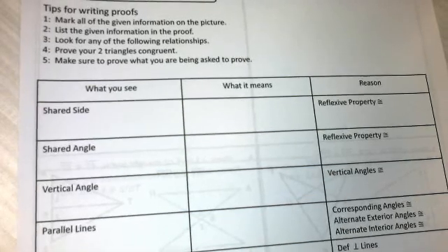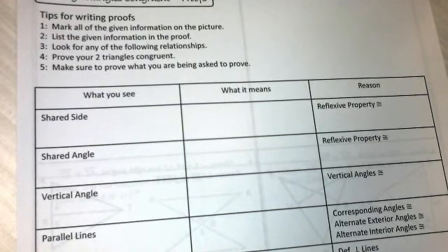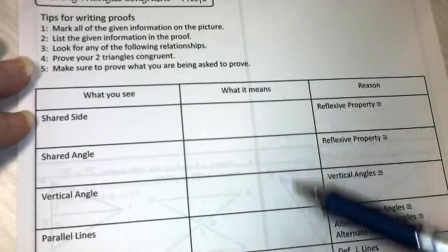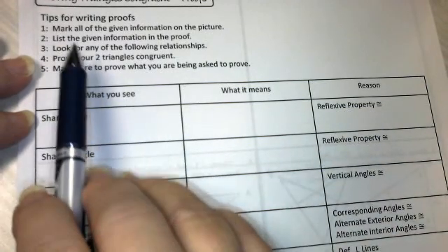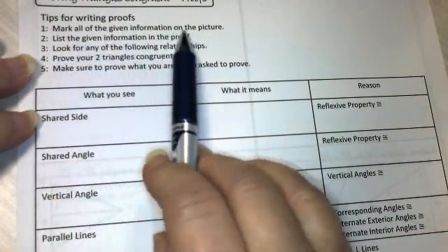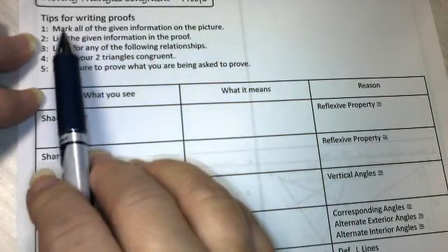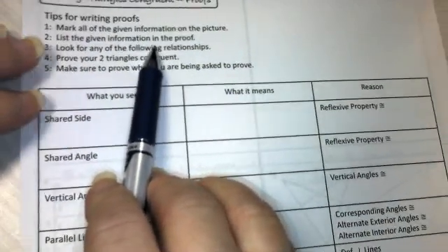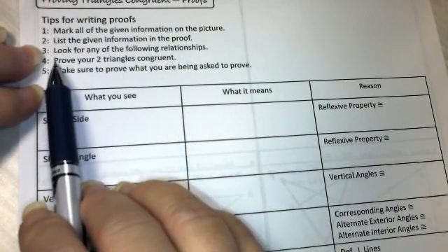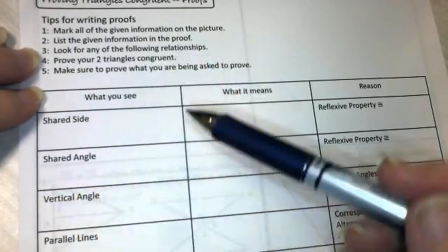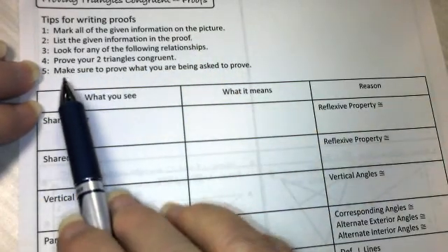Today we're going to take the information that we've already learned and learn how to actually prove our triangles congruent by writing proofs. So here are some tips and a little sheet for you to use when you're practicing. Mark all the given information in the picture. Very helpful. List the given information in the proof. I always do that first. Look for the following relationships that I have listed on this page.